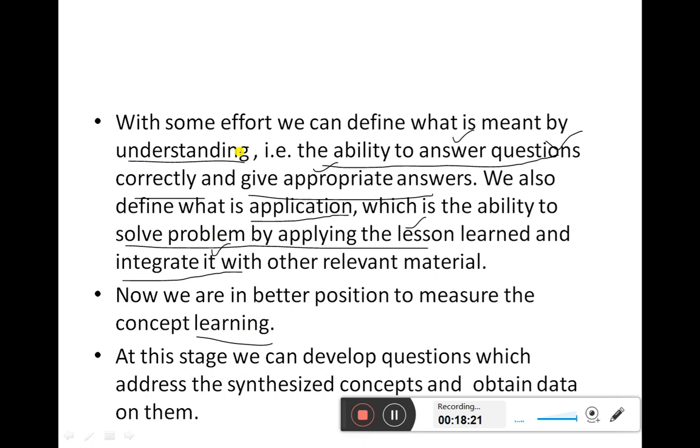Whatever the theory I have explained here, the diagram will make your idea fully clear inshallah. At this stage we can develop questions.